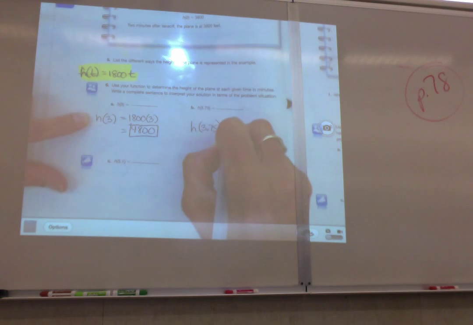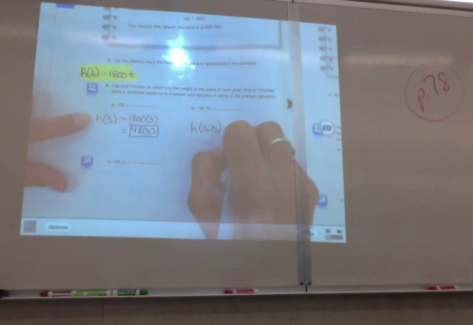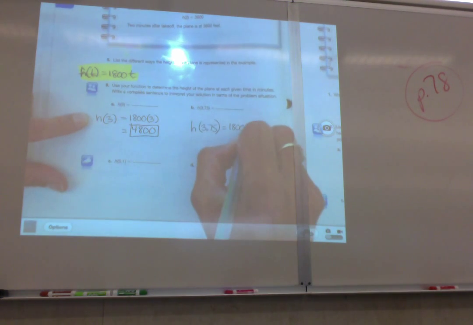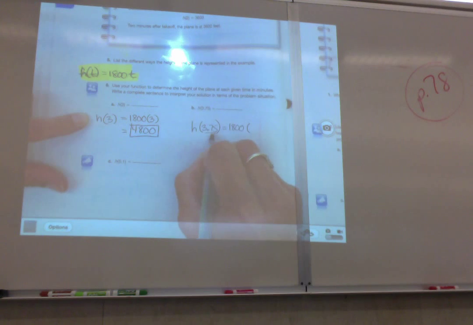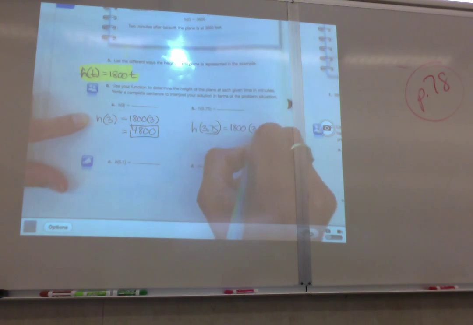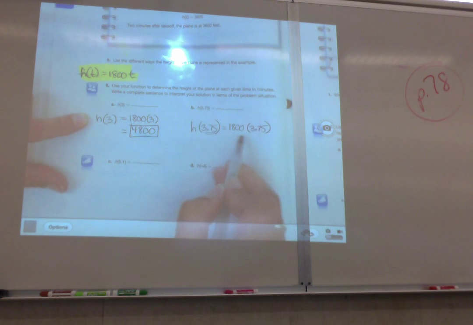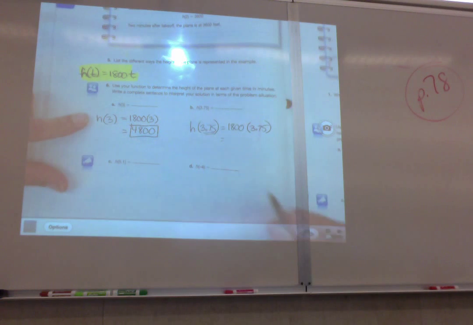So now I'm going to go 1800, and where I used to have a t, I'm going to multiply. But this time I'm substituting in a new time, 3.75. This is kind of big math, but you have big electronic devices that can do it for you. What happens when we multiply? You get the answer.